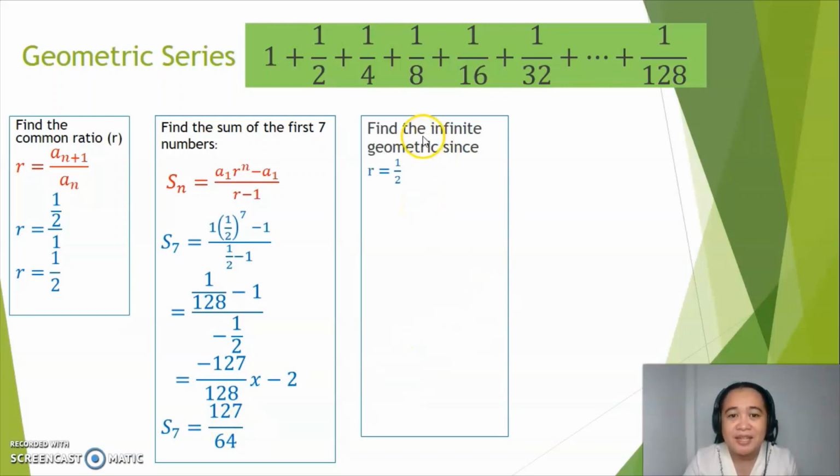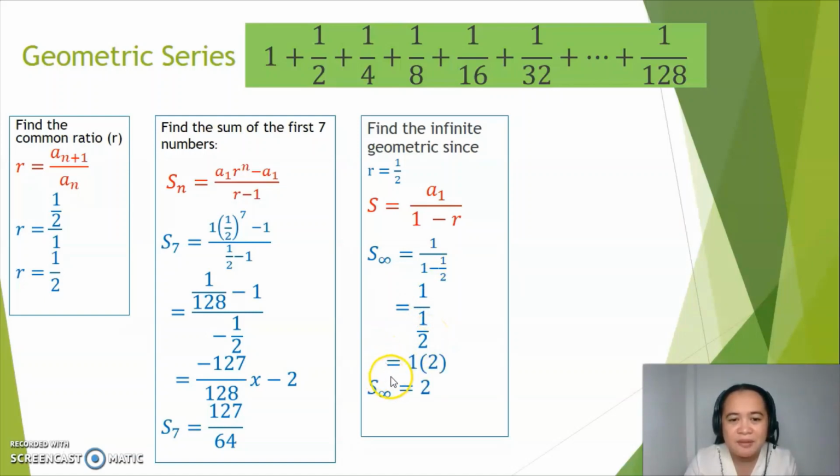Another, find the infinite geometric sum since the ratio here is 1/2. So to do that, this would be 1 over 1 minus 1/2. So 1 divided by 1/2. Or to get the infinite sum, the result would be positive 2.